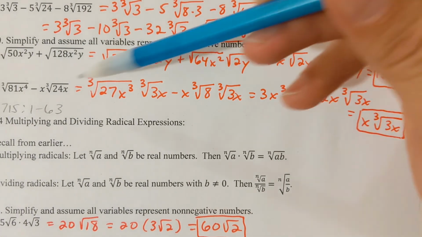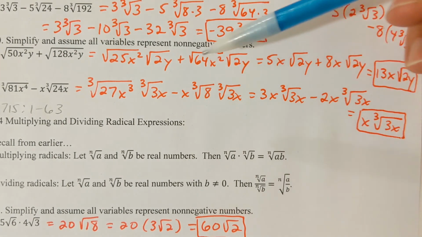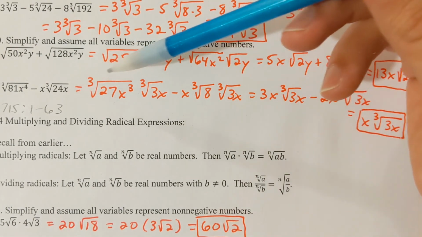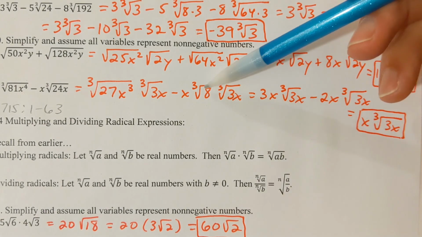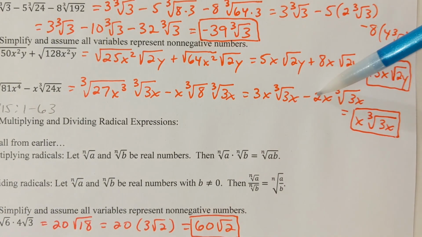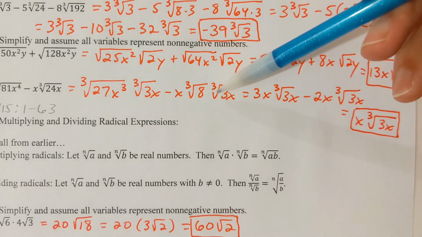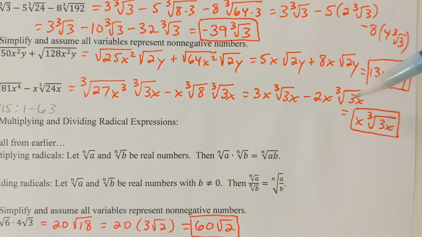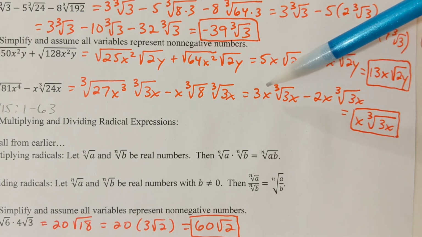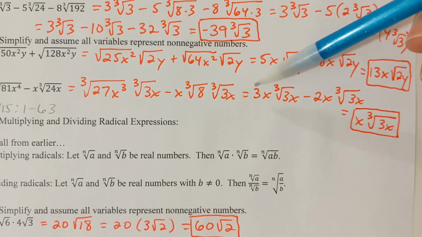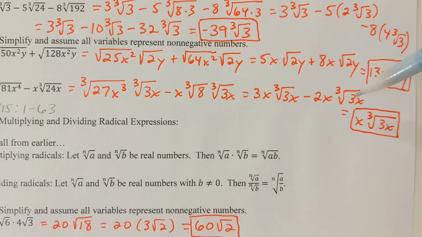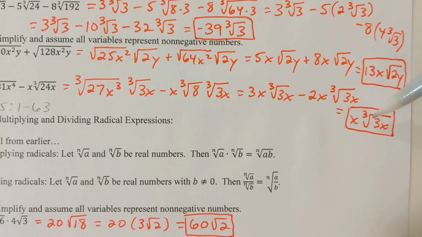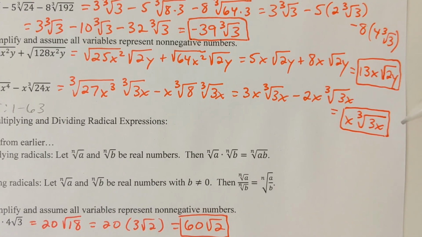And then minus x, I'll just keep that as is, times the cube root of 24x. Well, 24 is the same as 8 times 3. And I know the cube root of 8 is 2. The cube root of 3x, that'd be my leftover. Okay, and now I've got like radicals here. 3x times the cube root of 3x minus 2x times the cube root of 3x. That would be x times the cube root of 3x, which is the answer.